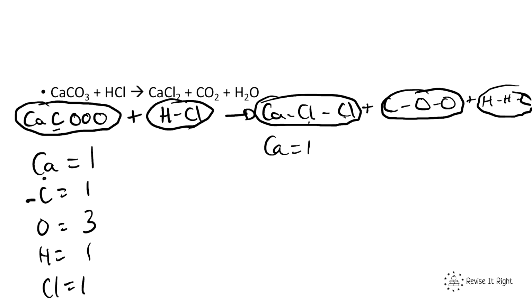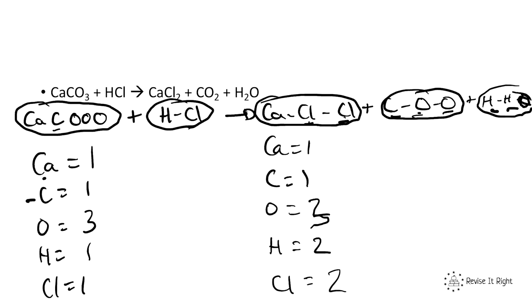So here, calcium, we've done carbon here, so we'll do carbon next. There's 1 carbon there. Oxygen, there's 1, 2 oxygen. Hydrogen, there's 1, 2 hydrogen. Oh sorry, actually I've missed that oxygen there, because I've not written it very well. H2O, so there should be 3 oxygen, apologies. And chlorine, there's 1, 2 chlorines there. Okay, so calcium is balanced, carbon is balanced, oxygen is balanced, hydrogen and chlorine are the ones that aren't balanced.